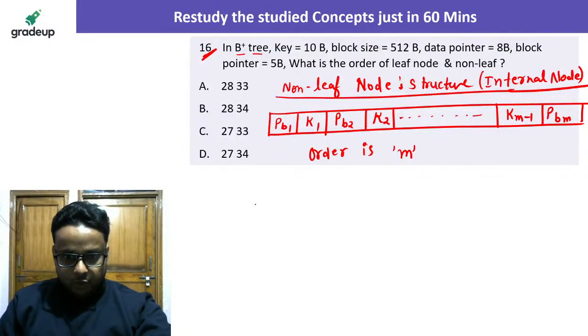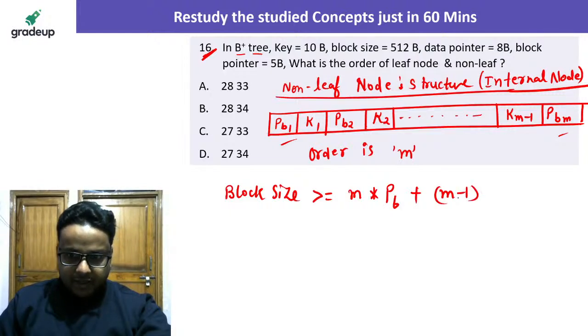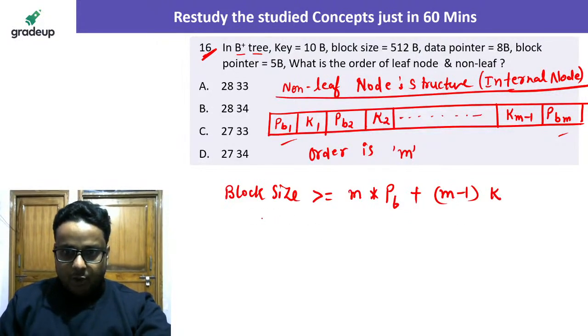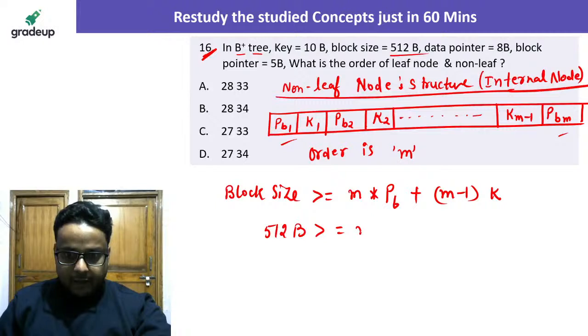And now if you try to solve this, block size will be greater than or equal to how many block pointers? 1, 2, 3, up to m. So m into block pointer size plus how many keys do we have? m minus 1 keys. Now block size is 512 bytes, which is greater than or equal to m times... I don't know, I have to find PB, the block pointer size.